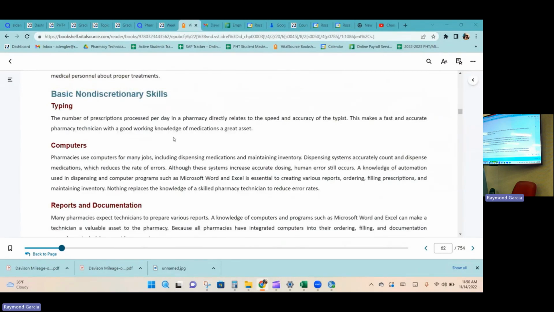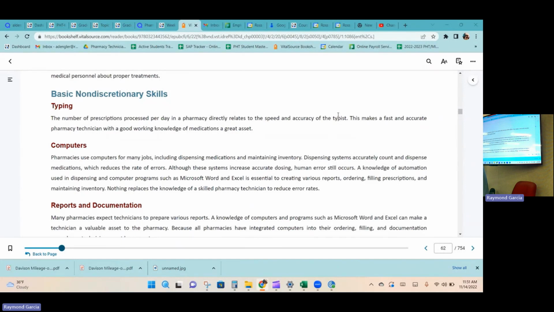So, some basic non-discretionary skills. Typing: you're going to be typing a lot of prescriptions, so being able to type accurately and with good speed is crucial. You're going to want to learn to proofread your typing, because every time the pharmacist has to update your work, they're basically doing your job for you, so that just doesn't look good. There are going to be mistakes, but make sure that you are checking what you typed before you send it to the pharmacist.